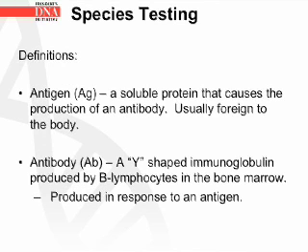Now let's go over species testing. First, some definitions. An antigen is a soluble protein that causes the production of an antibody. It is usually foreign to the body. An antibody is a Y-shaped immunoglobulin produced by B lymphocytes in the bone marrow, and it is produced in response to an antigen.